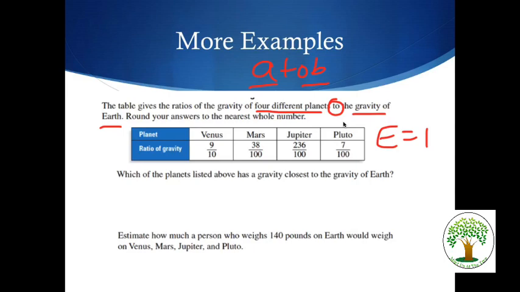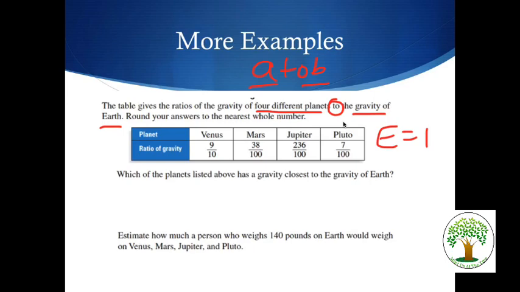So Venus is 9/10 of Earth's. Mars is 38/100 of Earth. Jupiter's is 236 to 100 compared to Earth. Pluto's is 7 to 100 compared to Earth. I'm going to go with Venus.